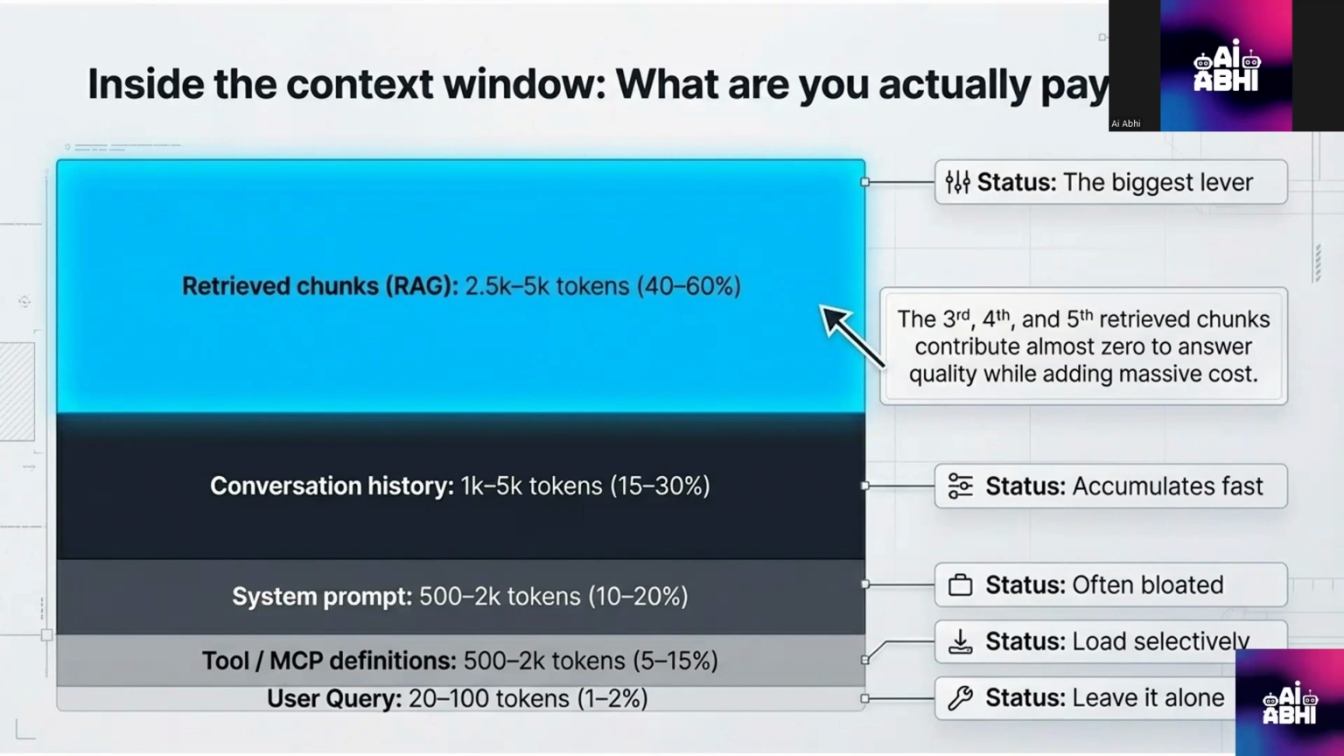A standard RAG pipeline retrieves 5 to 10 chunks of 500 tokens each, for example. That's 2,500 to 5,000 input tokens per query, just for context. And a lot of that context is marginal. The third, fourth, and fifth chunks are contributing very little to answer quality while adding significant cost. So now let's move on to the techniques for optimizing cost, ranked by ROI.